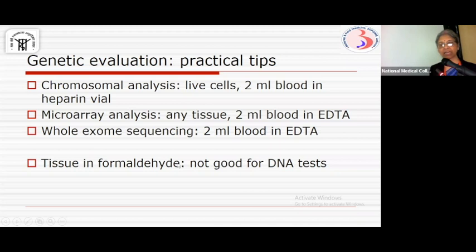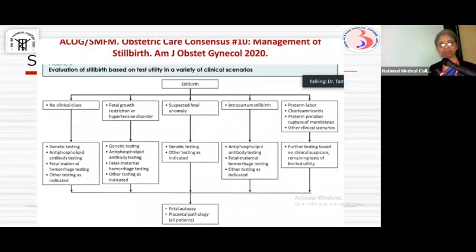Tissue in formalin is not good for DNA tests, because formalin breaks and fragments the DNA. So the quality is not good, and hence the lab sometimes cannot do whole exome sequencing on it. So if you want to send a sample, you put it in normal saline and add a few drops of gentamicin onto it, an antibiotic, so they can do it.